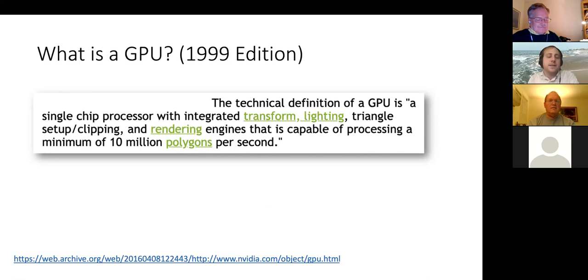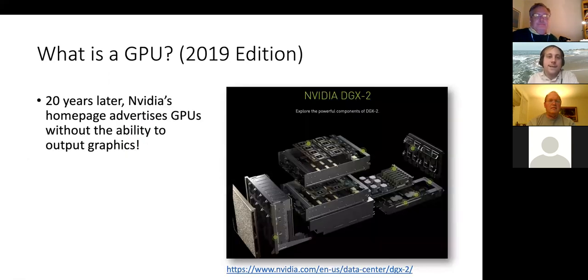The very first definition of a GPU I found was in 1999. This was coined by NVIDIA. NVIDIA says the technical definition of a GPU is a single chip processor with integrated transform, lighting, triangle setup, and rendering engines that are capable of processing 10 million polygons per second. What I find interesting about this definition of a GPU is it's a lot about graphics. 20 years later, if you go on NVIDIA's website, their homepage is advertising a GPU that doesn't even have a video output, the DGX2.